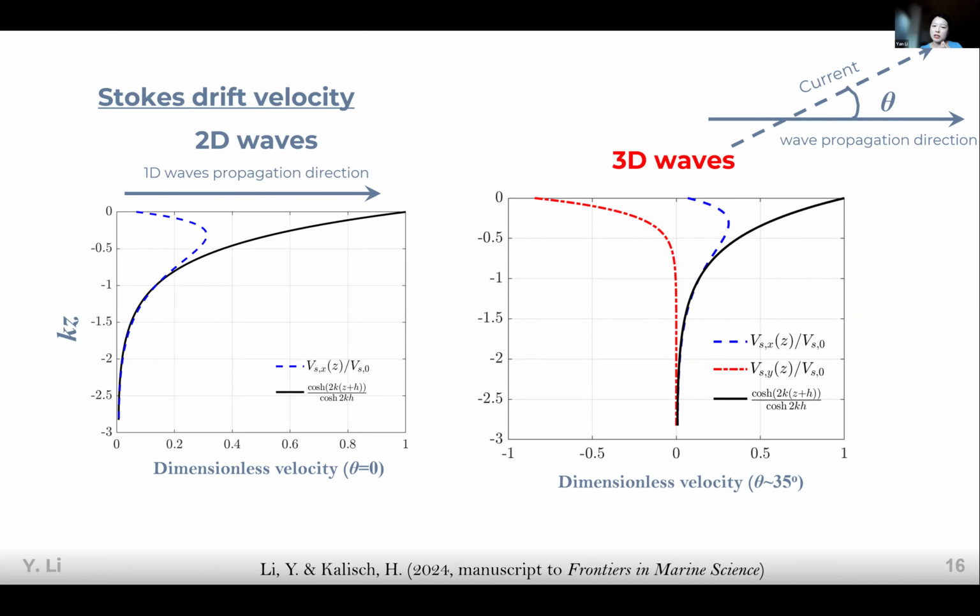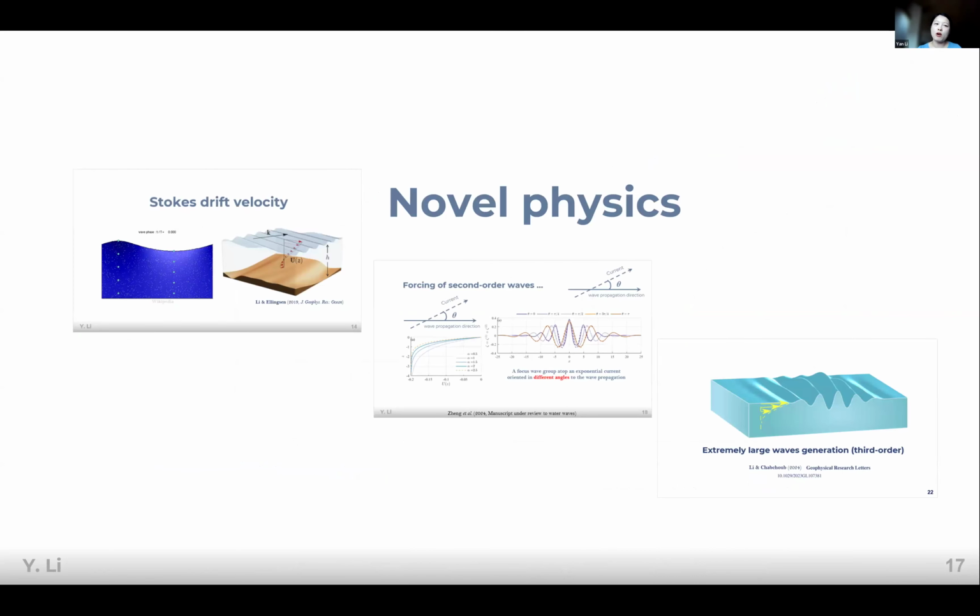So this means the Stokes drift does not only have a component in the same direction as the wave propagation, but because of the current making an angle to the wave propagation, now we have a non-vanishing Stokes drift velocity orthogonal to the wave propagation. So the Stokes drift is one of the quadratic features of surface waves. And now we're going to take a look at other quadratic features, which correspond to the forcing of second order waves.